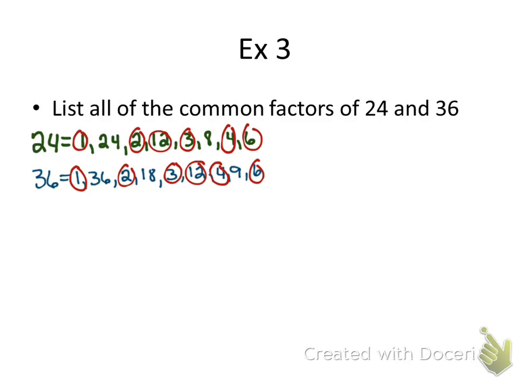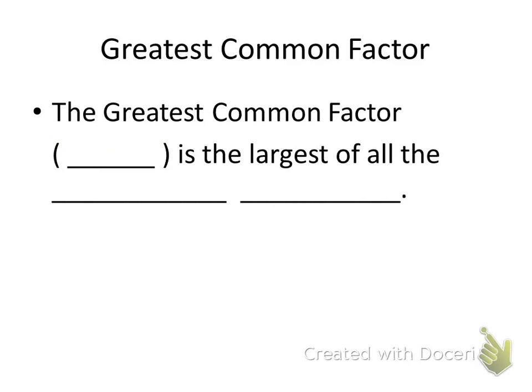So looking at these numbers, so we have all the factors circled. What is the greatest common factor? What is the largest number that they have in common? 12. Yeah, so the greatest common factor of 24 and 36 is 12. So the greatest common factor, 12.